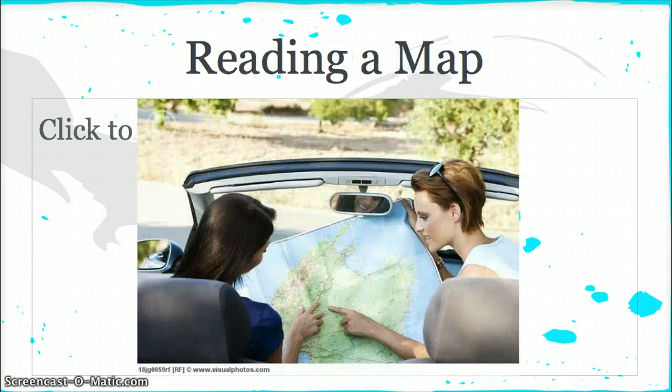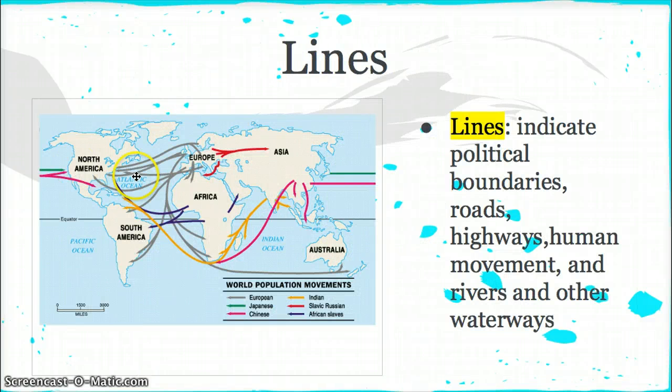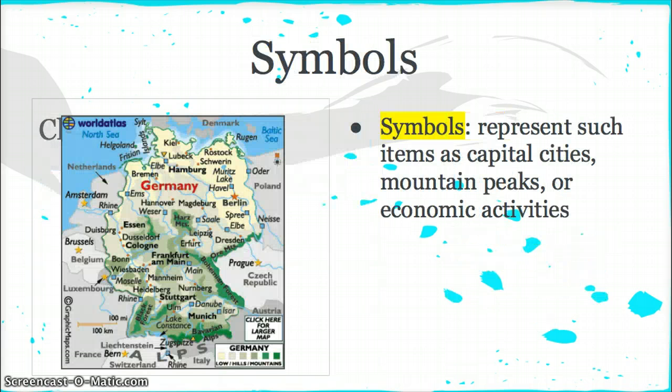All right, I'm going to tell you about things that you need to know when you are reading a map. Lines. You'll always see lots of lines in our social studies maps. Lines indicate political boundaries, roads, highways, human movement, and rivers and other waterways. When you're looking at a map that has a line, always pay attention to the arrows because it shows you direction.